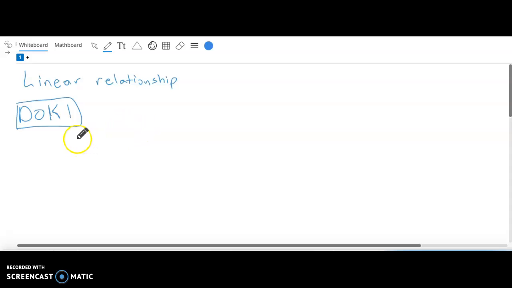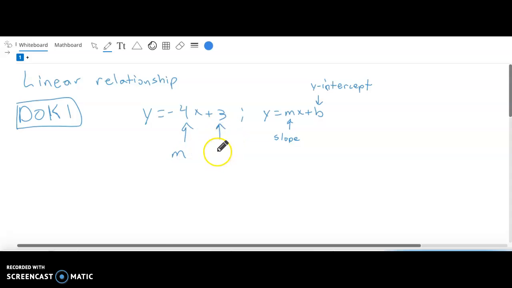All right? So for DOK1, the first question says, identify the slope and y-intercept of the equation y equals negative 4x plus 3. Now, this is from the base equation y equals mx plus b, where m is the slope and b is the y-intercept or base. So for us, negative 4 is the slope and 3 is the base or y-intercept. So that's number 1 for DOK1, or the first bullet point.